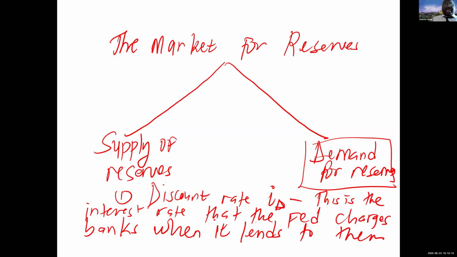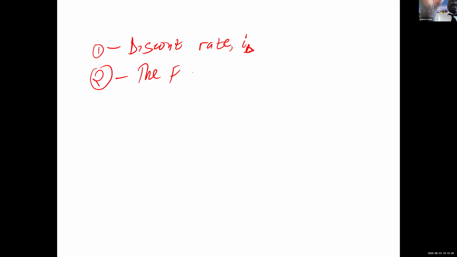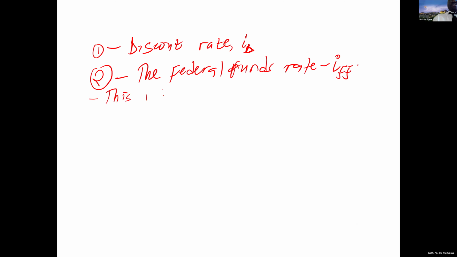Okay. The second interest rate that we're going to be talking about, so I talked about the discount rate already and the definition there, which is denoted ID. The second interest rate is the federal funds rate. In chapter 9, we also talked about what the federal funds rate is. Our notation for the federal funds rate here is going to be IFF. This is the interest rate as we defined in chapter 9.